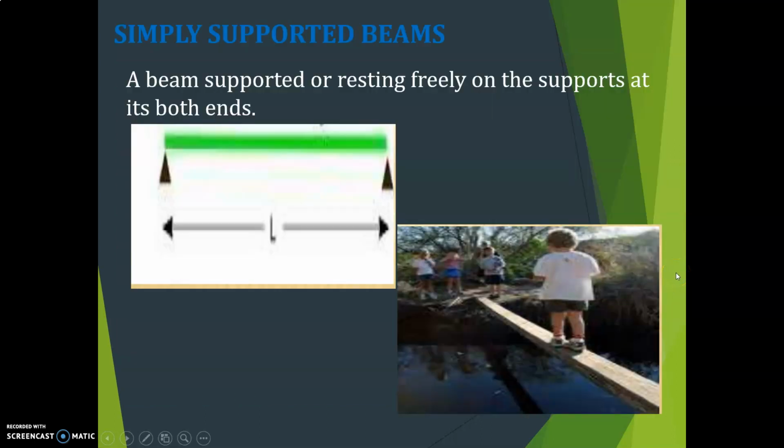Next is the simply supported beam. A simply supported beam is a beam which rests freely on the supports at its two ends. You can see here, these are the two supports. It rests on the two supports. This is the length of the beam. This side there is a support, and this side also there is a support. It is resting freely on both the end supports.